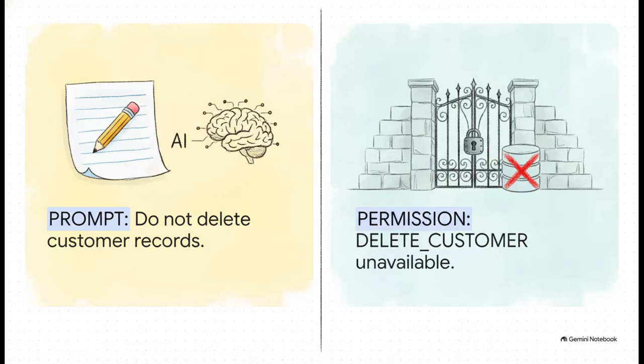So this brings us to the absolute core thesis here. Prompt instructions cannot replace tool permissions. We have to clearly understand the difference between these two paradigms. On one hand, a prompt is just a semantic instruction. Do not delete customer records. The model actually has to process that, understand it, and then actively choose to obey it. But a permission? That's a hard architectural boundary. In this paradigm, delete customer is simply technically unavailable to the agent. The second approach is infinitely stronger because it removes the agent's agency over that specific, destructive action entirely.